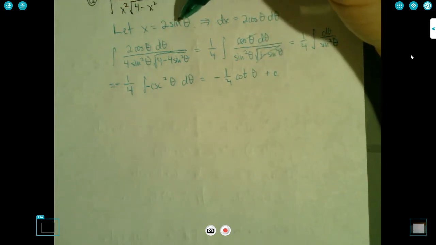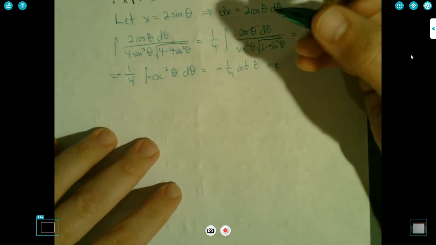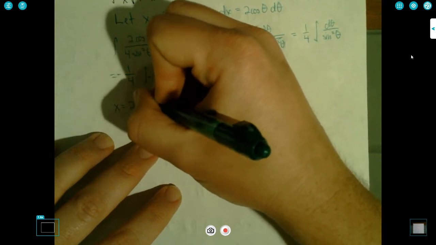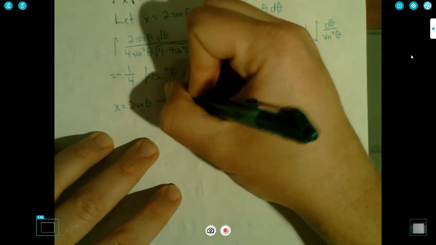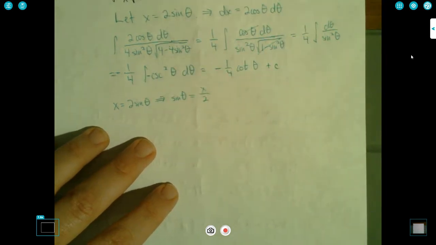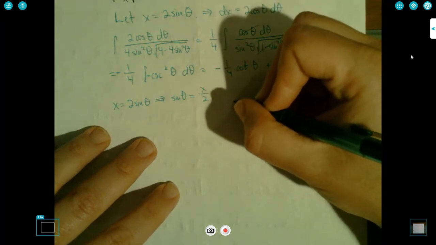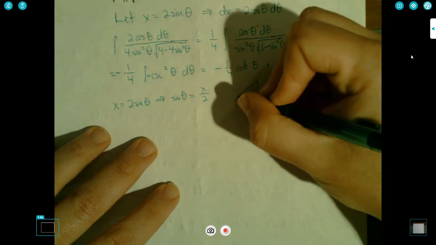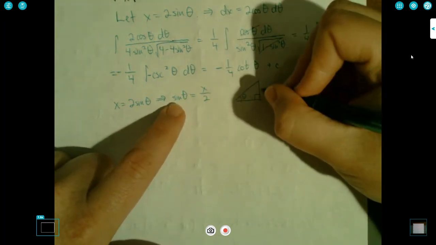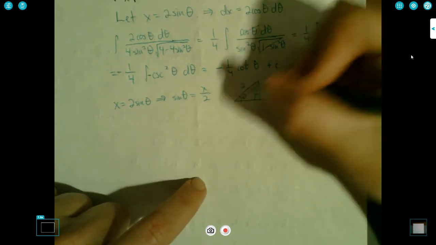We let x be 2 sine theta. So here's what I'm going to do. I'm going to draw a little triangle, right? If x is 2 sine theta, then that means that sine theta is x over 2. So if that's theta, sine theta is opposite over hypotenuse. And then I can solve for the adjacent side, right?